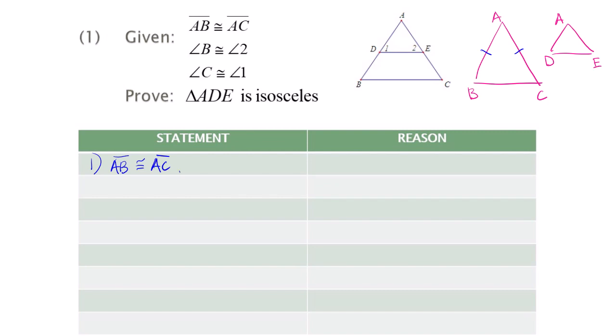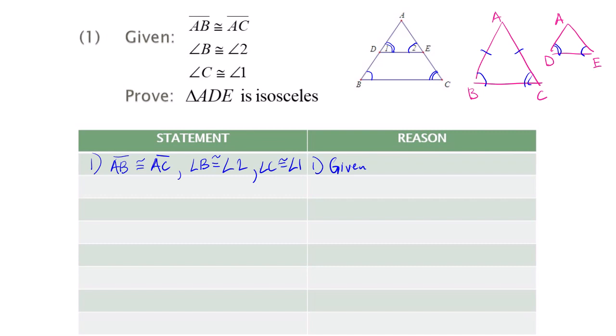And we can see that angle B, and let me put given here, angle B is congruent to angle 2. So angle B and angle 2. All right, let me do it over here as well. Angle 2 is angle E there. Okay, and then we can see that angle C is congruent with angle 1. So angle C and angle 1. All right. So those are the givens.